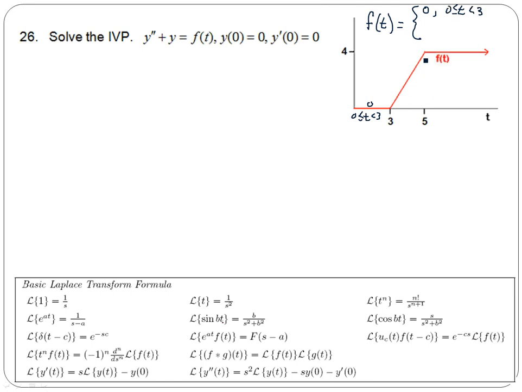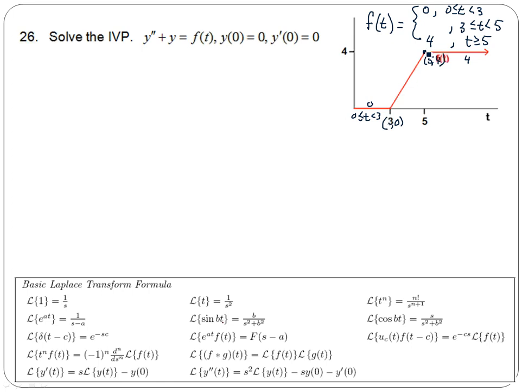And then we have this line that goes from the point 3, 0 to the point 5, 4. And we have that line from t equals 3 to t equals 5. 3 less than or equal to t is less than 5. And then when t is greater than 5, we've got this horizontal line. We get 4. Every point on this line has a y value of 4.